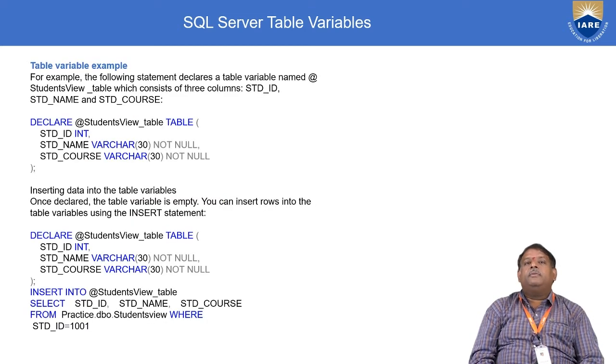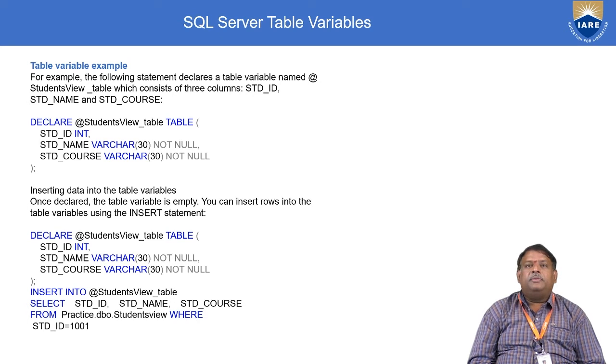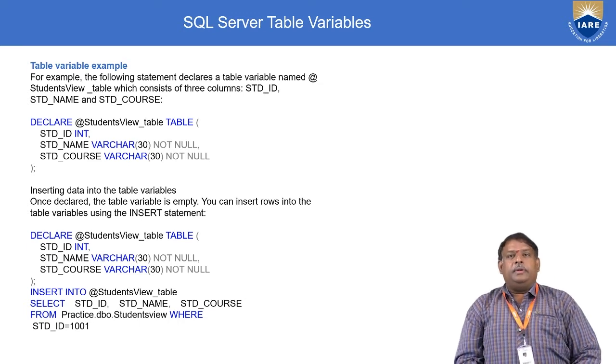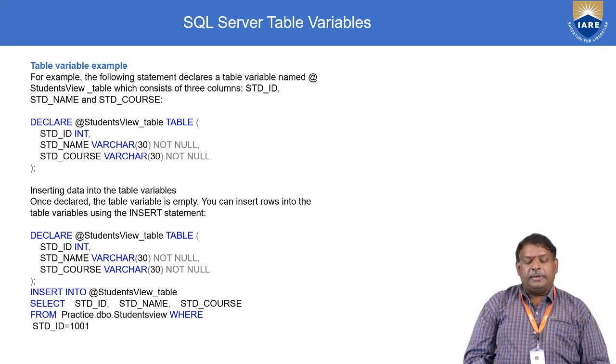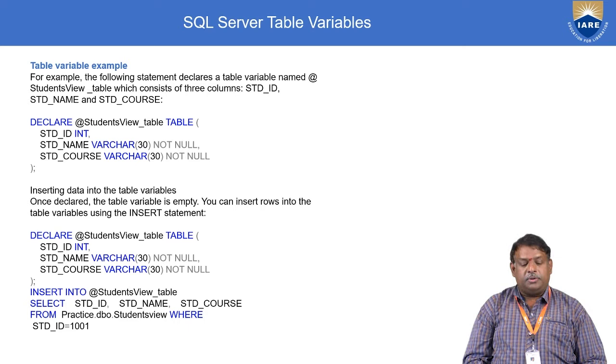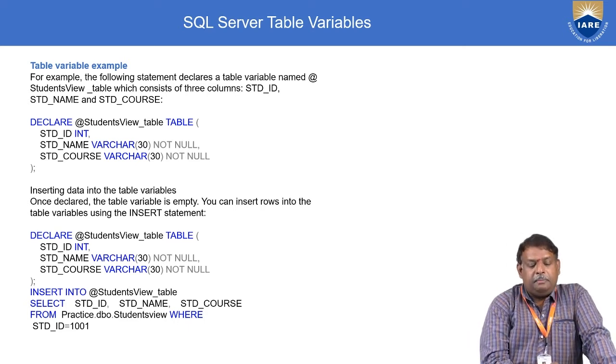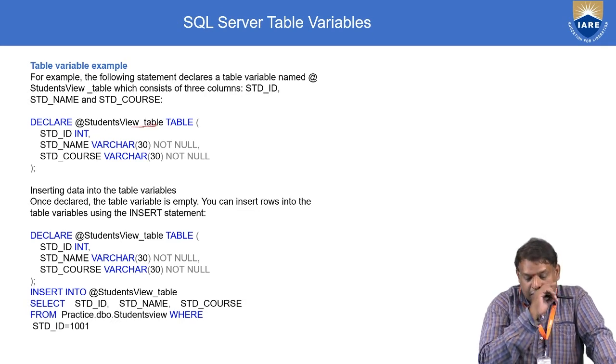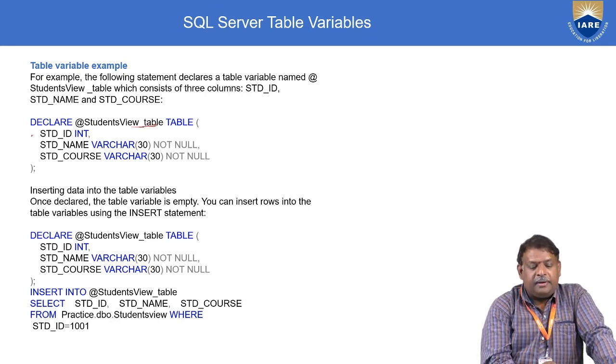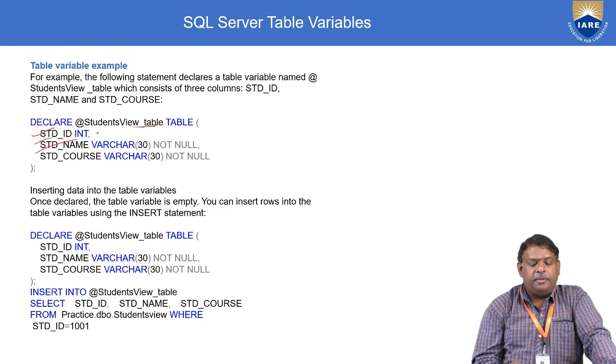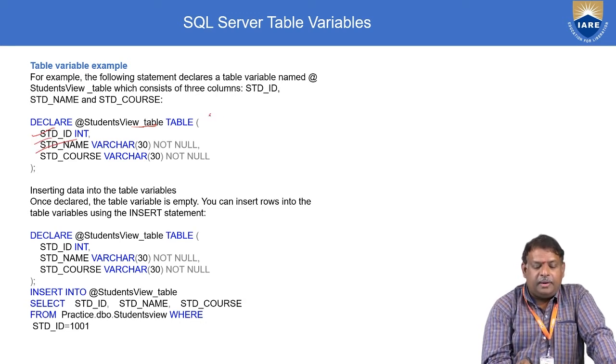Now we'll see an example of a table variable. For example, the following statement declares a table variable called student view, which consists of 3 columns: std, name, and course. Between DECLARE and TABLE, I have to give the table variable name, student view, and the table name, followed by its regular columns and data types. Okay, this is how I declare the table variable. Right, this is clear, right?